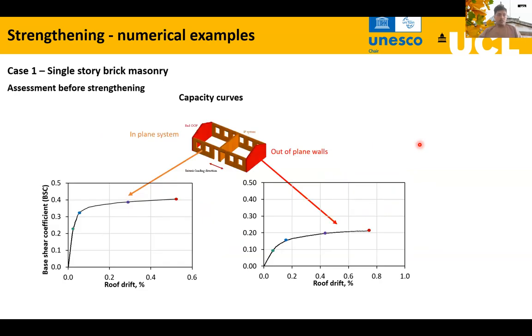And moreover, if we see the capacity curves here, for clarity I have plotted capacity curves of these out-of-plane walls separately and of the in-plane system separately. For the in-plane system, the base shear coefficient capacity is about 0.4, which can be compared to 0.4G PGA, while for the out-of-plane walls, the capacity is only about 0.2G, which is very low. So we have seen from the failure mechanism and capacity curves that the problem is the lack of box-like behavior and the high vulnerability of the out-of-plane walls.